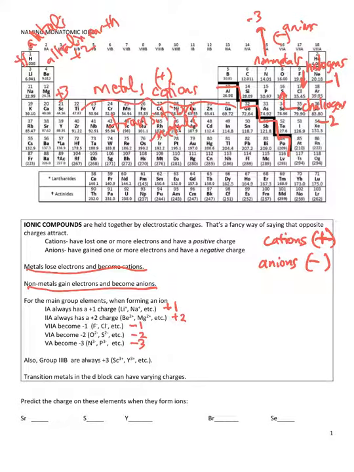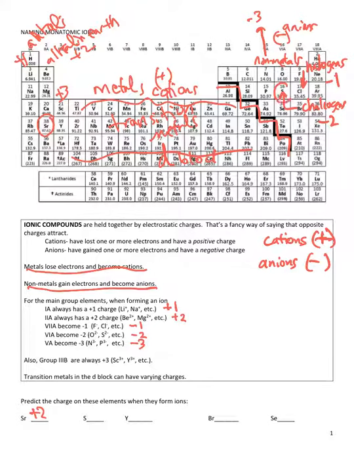We'll talk about electronic configurations a little later in this course, or maybe we won't, depending on which course that you're taking. This middle block is sometimes referred to as the D block. So let's predict the charge on these elements when they form ions. So where is strontium? It's element number 38. It's an alkaline earth metal. It's in group 2A. It's going to get a +2 charge.